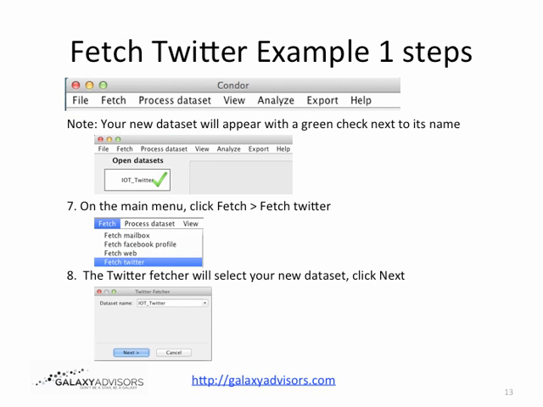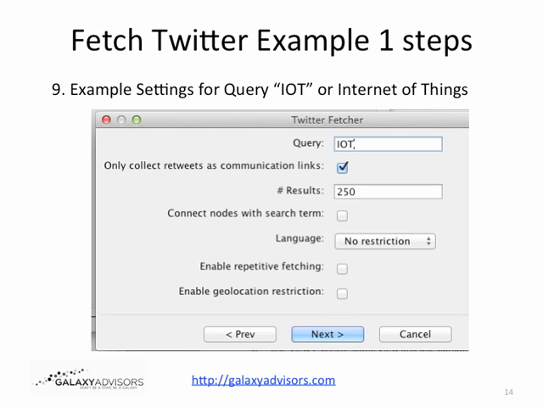You'll note that your dataset name will appear with a green check next to it that says this is the active dataset. Then in step 7, on the main menu, click Fetch Twitter. In step 8, the Twitter fetcher will select your new dataset. You just simply have to click Next. In step 9, these are example settings of a query on IoT, which stands for the Internet of Things. Again, you put in the query that you're interested in. I set the number of results to 250. I didn't put any other additional options here, which you could do. And then simply click Next.